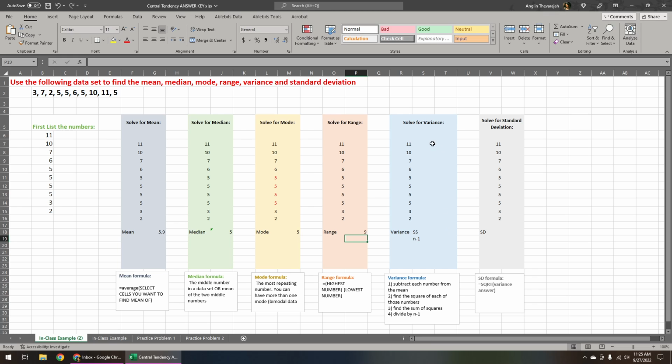Okay, moving on to variance. So for variance, as you guys can see, there's only one column for each of these, but for variance, I'm going to use 3 columns, right? So for the second column, you're going to go ahead and subtract each of your numbers by the mean. So equals the number to your left minus the mean, okay? So you're going to go ahead and do that for every single one of your numbers that you have listed, for all 10 of them.